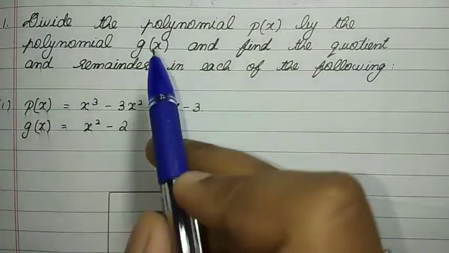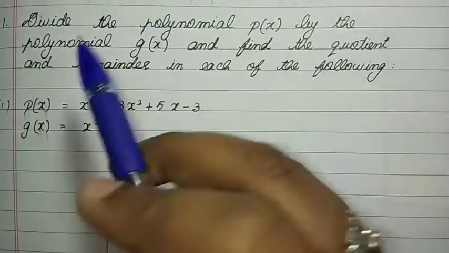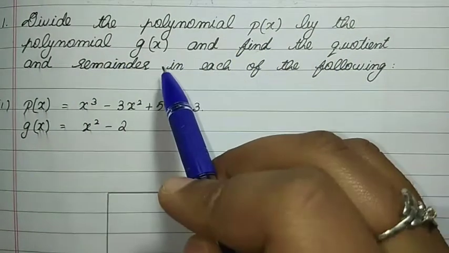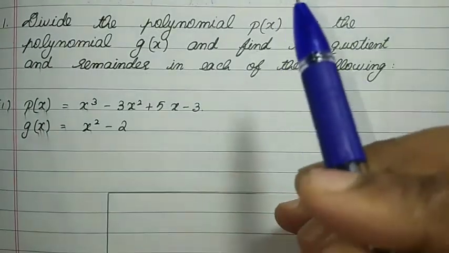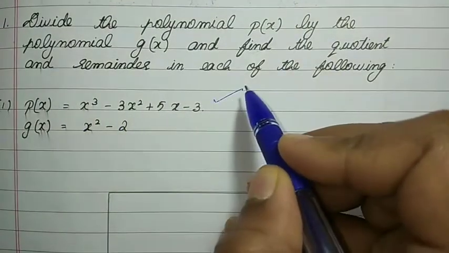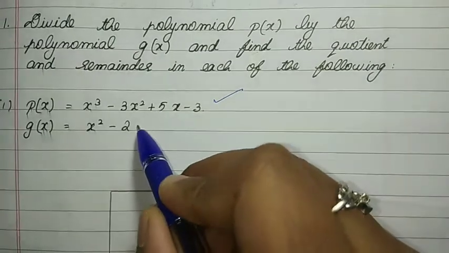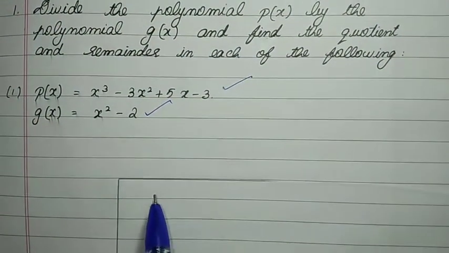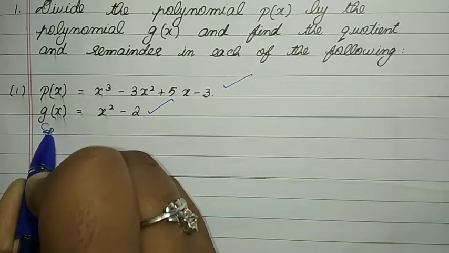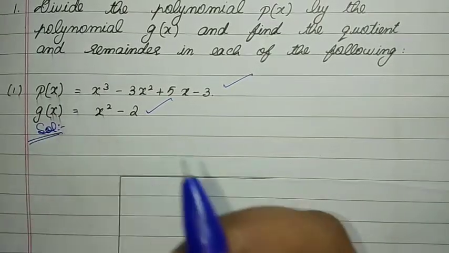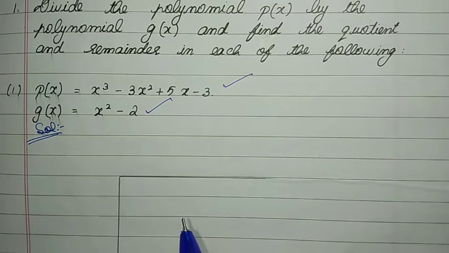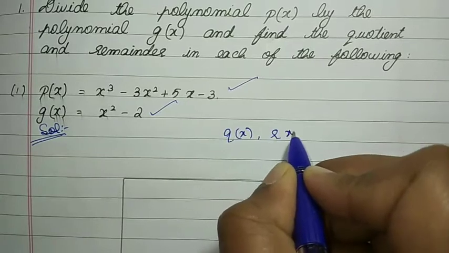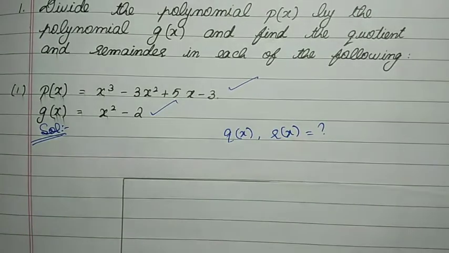Question 1. Divide the polynomial p of x by the polynomial g of x and find the quotient and remainder of each of the following. Now they have given p of x, which is the dividend, and this is the divisor, isn't it? So now we will be writing it in normal division form, and using that we will be finding the quotient and remainder. We have to find q of x and r of x, that is quotient and remainder.